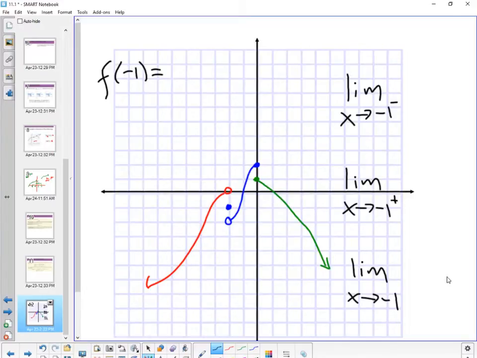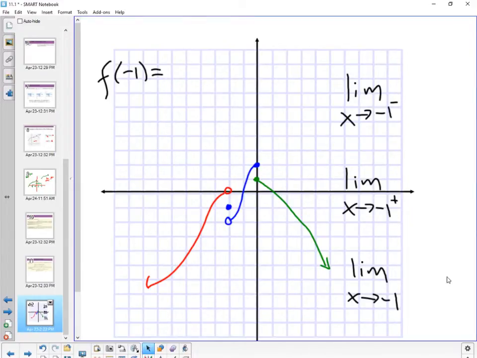What is the limit of this function as x approaches -1 from the negative side? I don't know if it exists or not. If it does exist, it's 0. If it doesn't, then it doesn't.